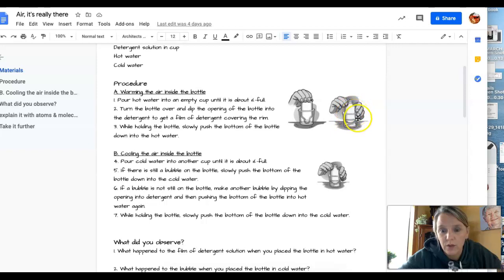And then we will do the same thing. We'll take that bottle, the soap is still on top, and we'll put it in cold water, and then you can see what happens. All right, so I'll make this big screen here.